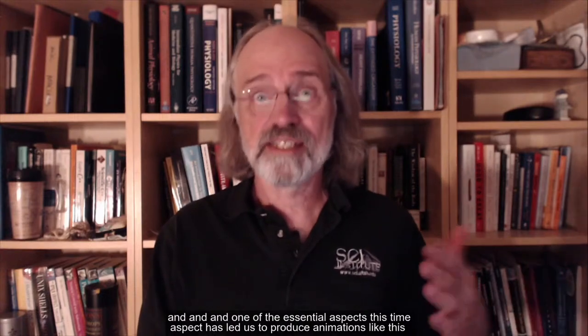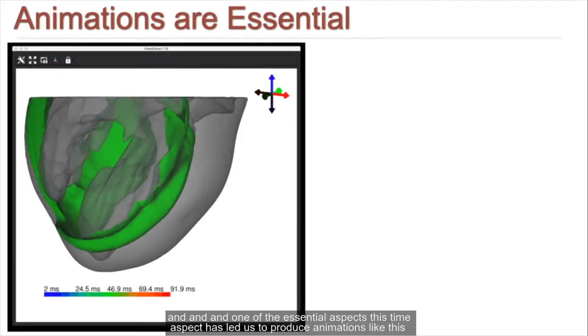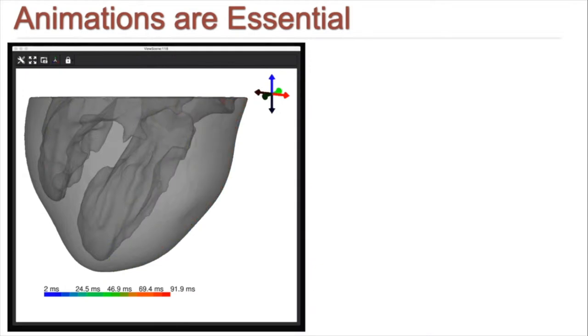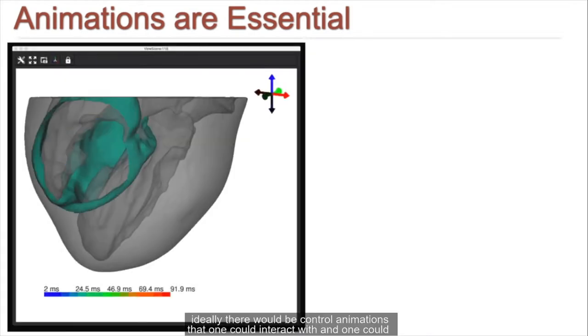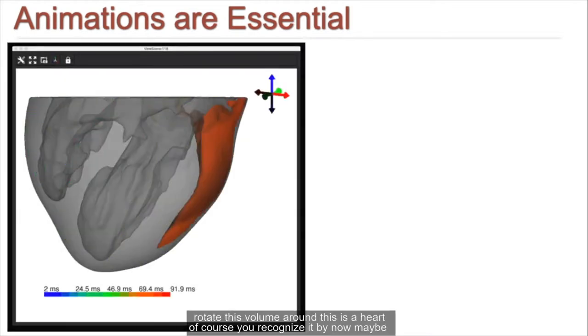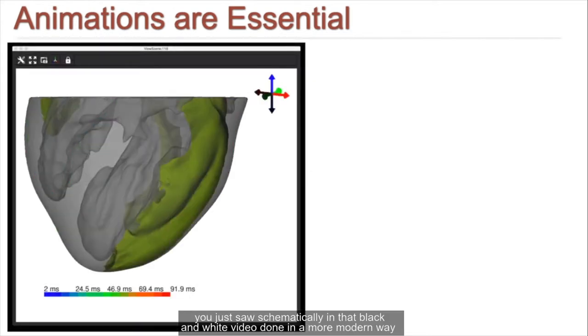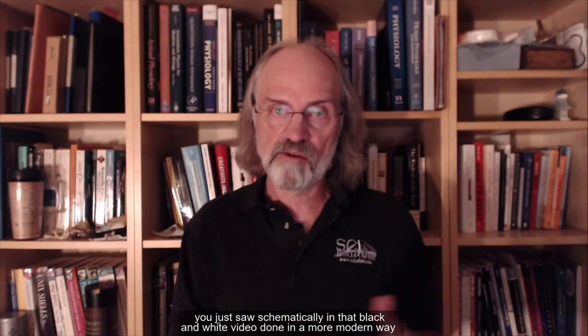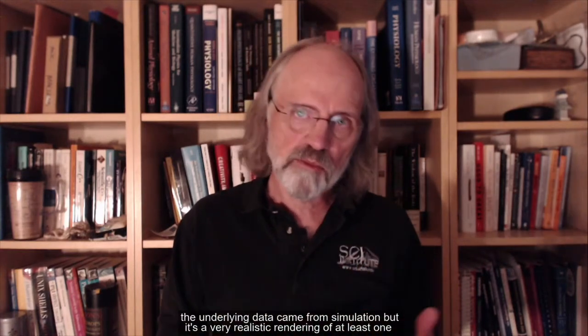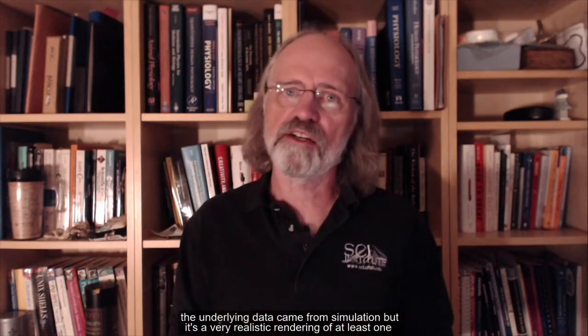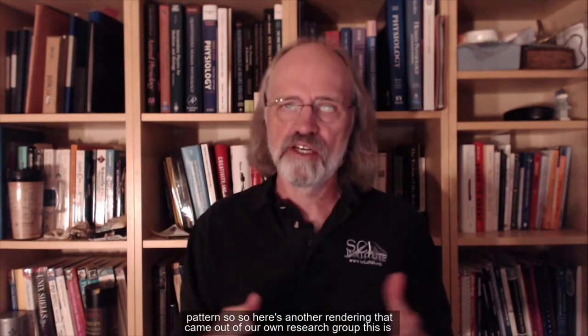And one of the essential aspects, this time aspect, has led us to produce animations like this. Ideally, they would be controlled animations that one could interact with and one could rotate this volume around. This is a heart, of course, you recognize it by now, maybe. And what we're seeing there is this spread of activation, the thing you just saw schematically in that black and white video, done in a more modern way. The underlying data came from simulation, but it's a very realistic rendering of at least one pattern.